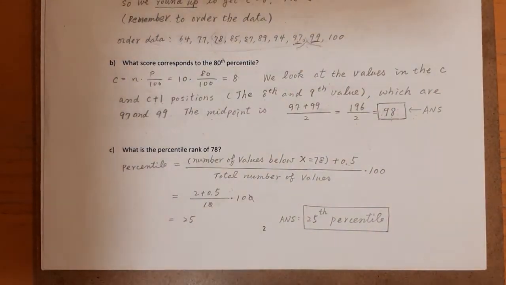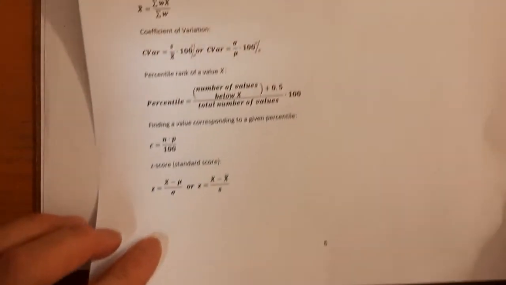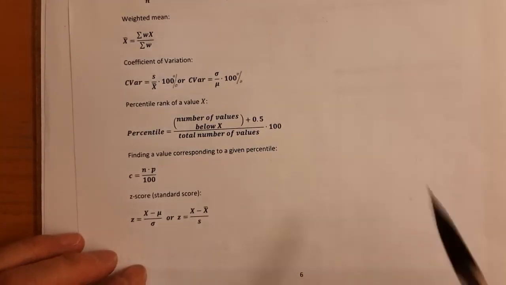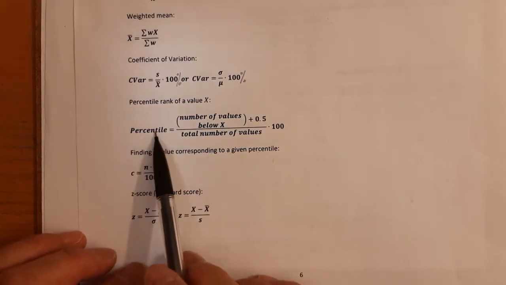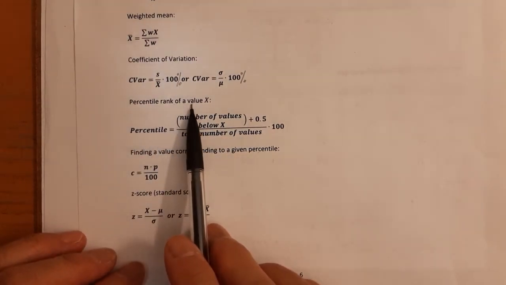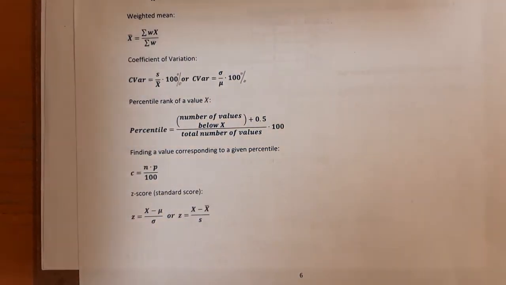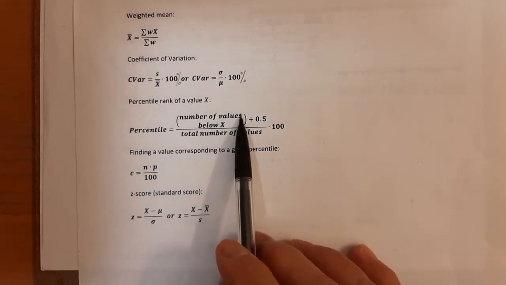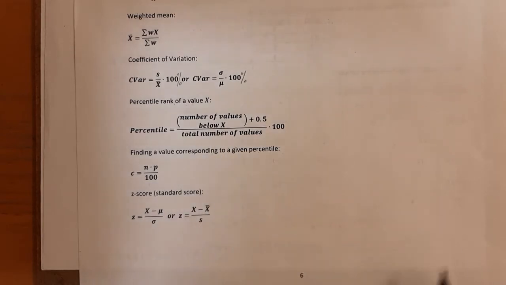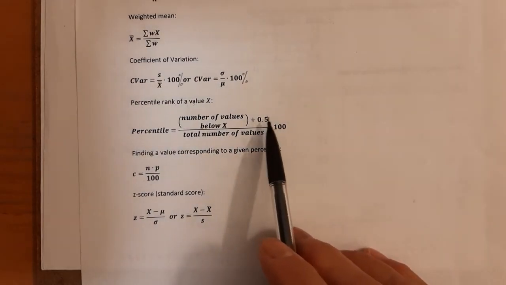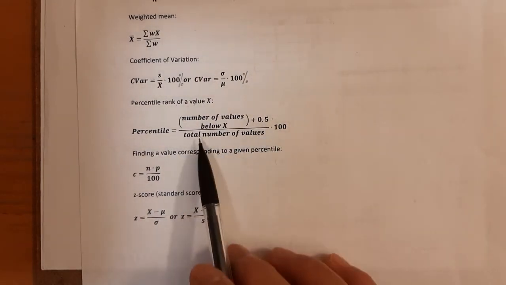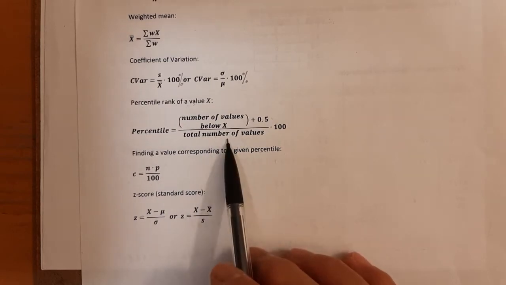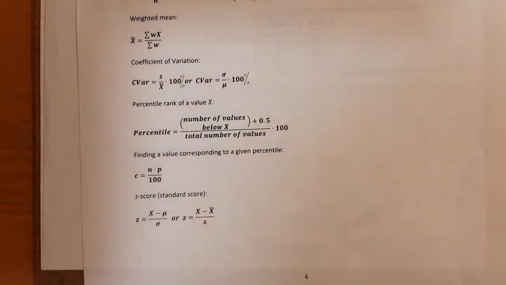This is also listed on the formula sheet. The percentile rank of a value x is equal to the number of values below x, add 0.5, divided by the total number of values, times 100.